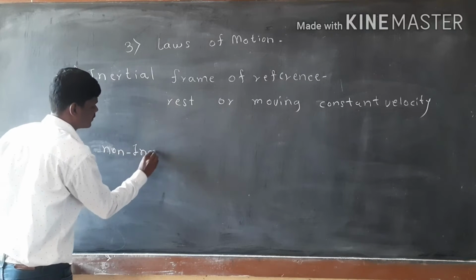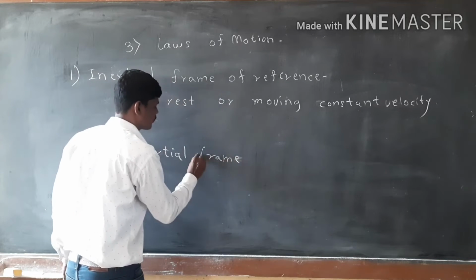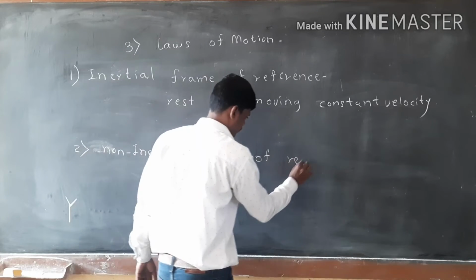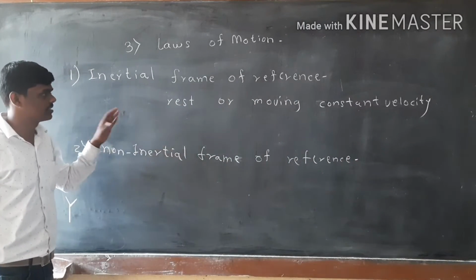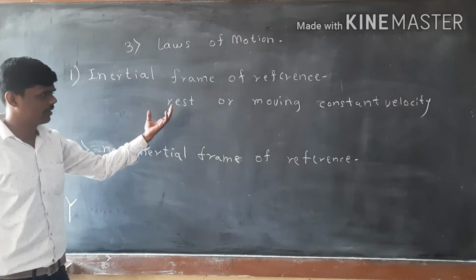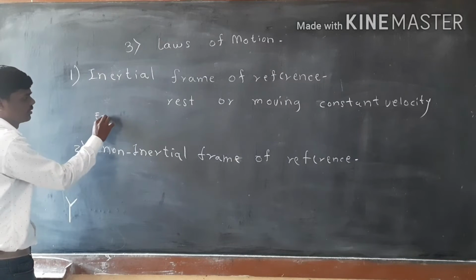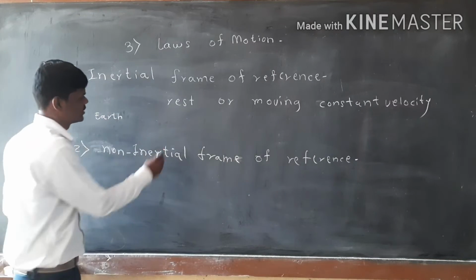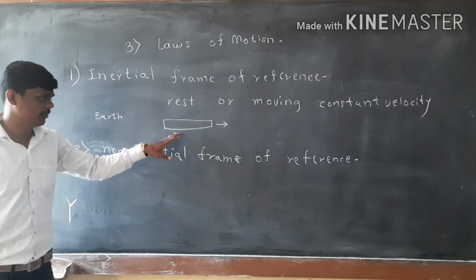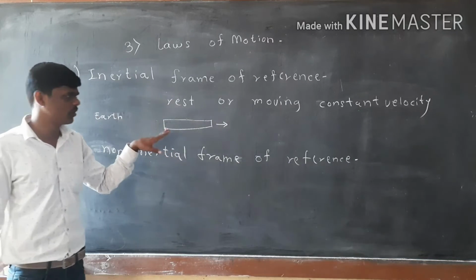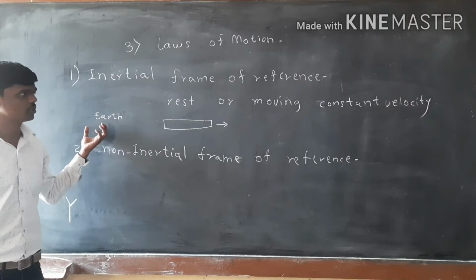Non-inertial frame of reference. Now, what is the inertial frame of reference? It is at the position of rest or moving with constant velocity or uniform velocity. For example, Earth. Or a train moving with uniform velocity is also an example of an inertial frame of reference, because it is in uniform motion, it is not accelerating, or Earth at rest is also an inertial frame of reference.